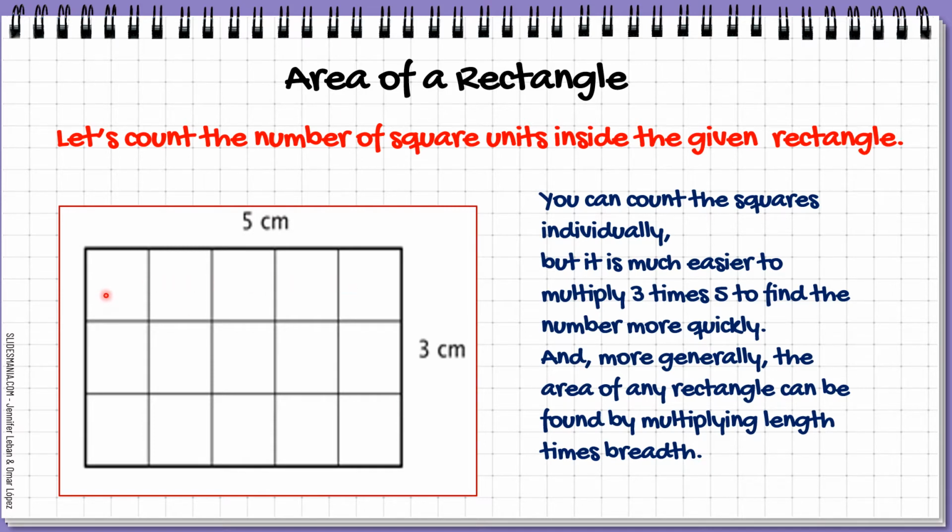How many squares do we have? 1, 2, 3, 4, 5, 6, 7, 8, 9, 10, 11, 12, 13, 14, 15. So we have 15 squares here. So area will be 15 square centimeter.